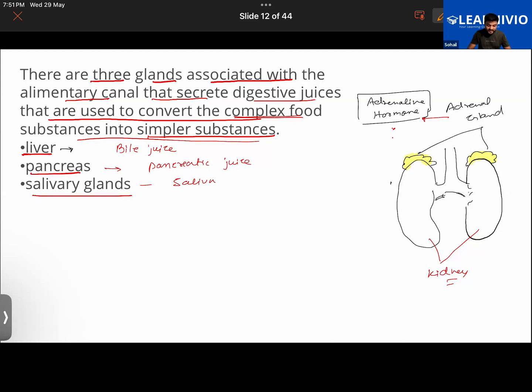Apart from these three digestive glands, there are different glands found in our body. One such example we have discussed is the adrenal gland. So I'm writing some names over here. You have to tell me which of them are associated with the process of digestion. Glands found in our body.